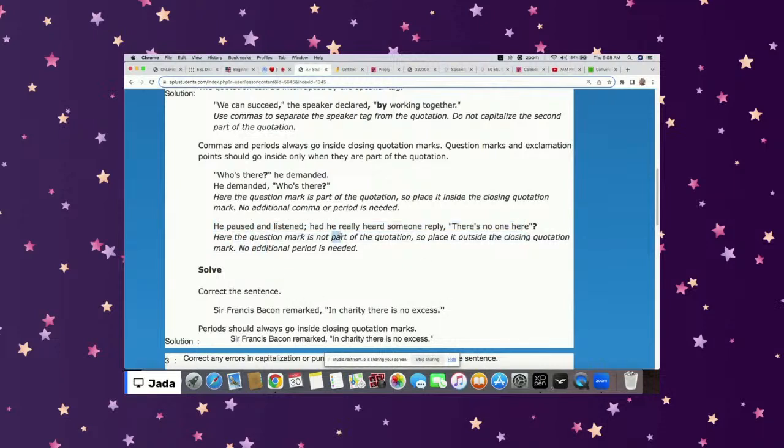So here the question mark is not part of the quotation, so place it outside the closing quotation mark. No additional period is needed.